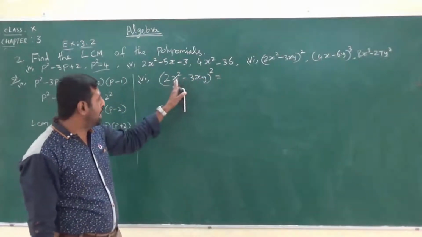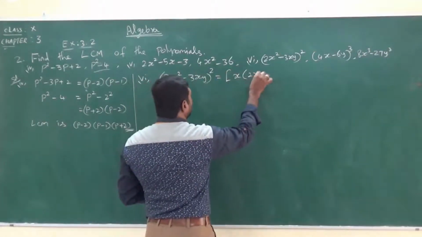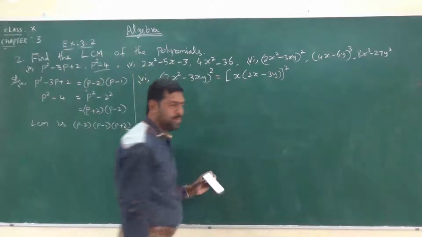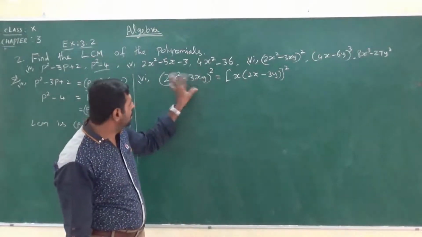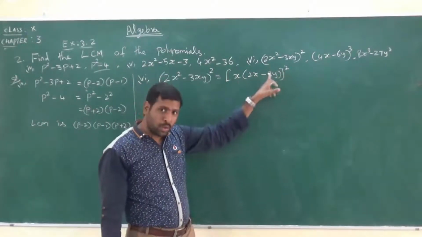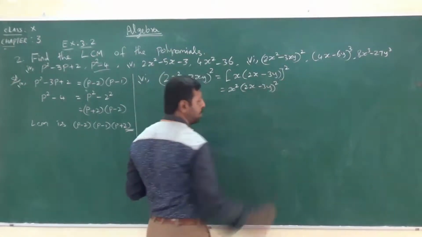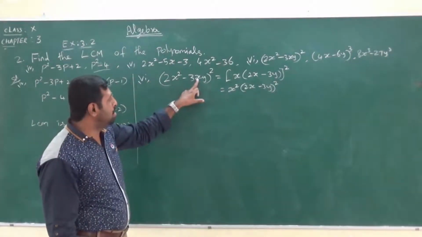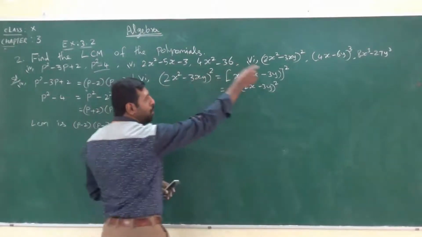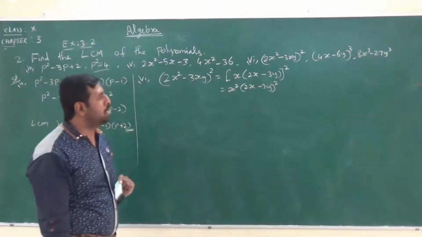Now, see in both the terms, x is the common term, so I take x outside. See here, x into 2x minus 3y whole square. Inside, I take x out commonly, and since we have the whole square, the power will be taken outside. So we get x square into 2x minus 3y whole square.